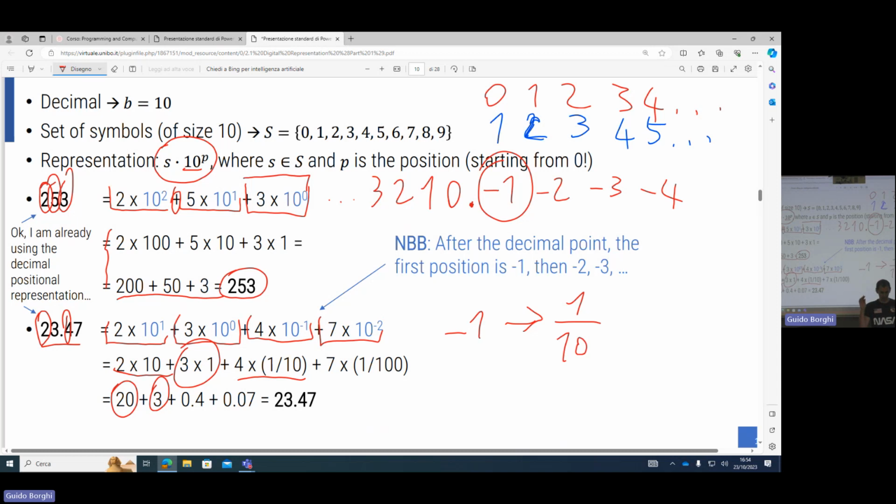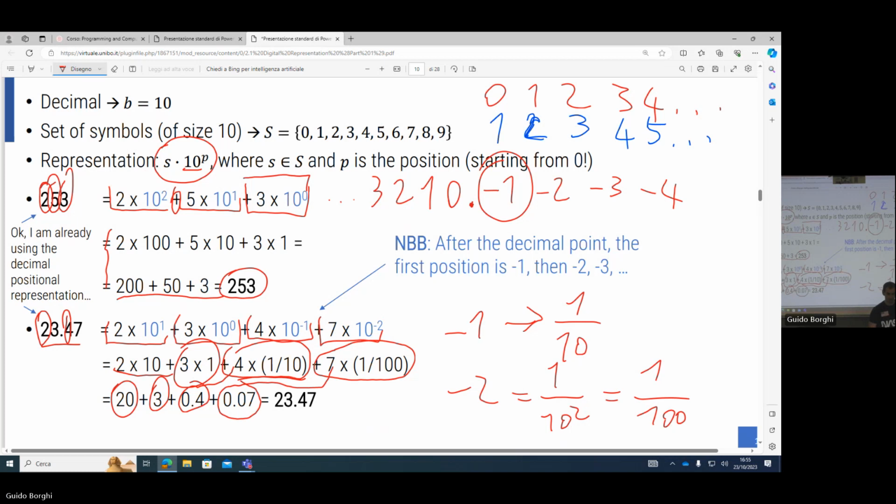Maybe you remember something about, okay, -2 is 1/10 to 2. So 1/100 is only math, okay? So here we have 4 times 1/10, that is 0.4, and 7 times 1/100, that is 0.07. If you do the sum, you obtain 23.47, the initial value. That's all.